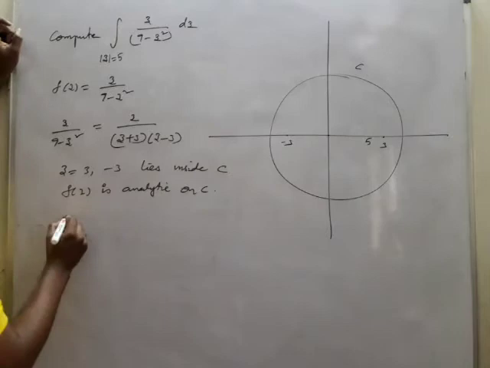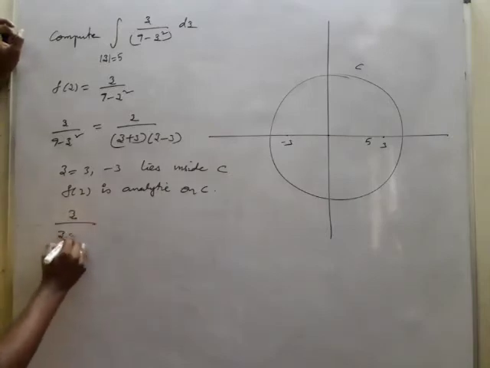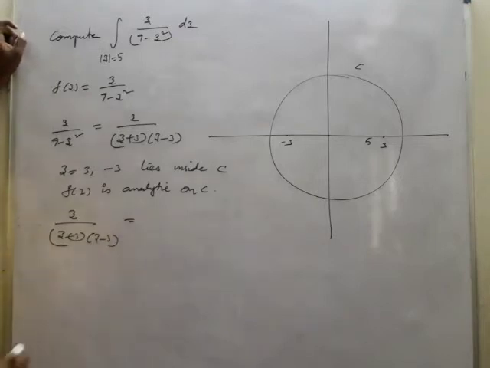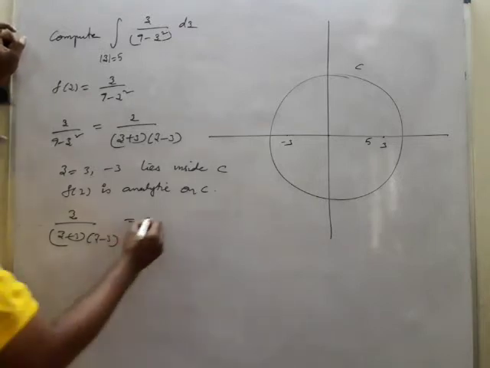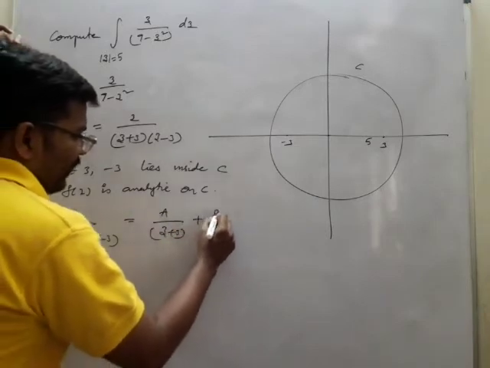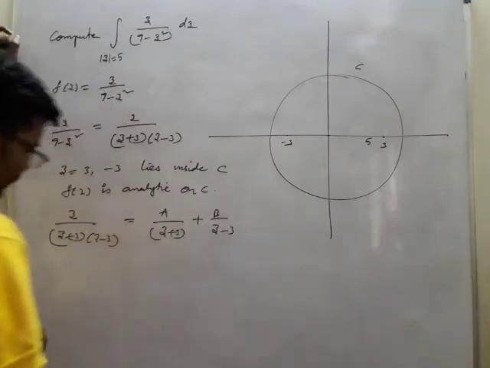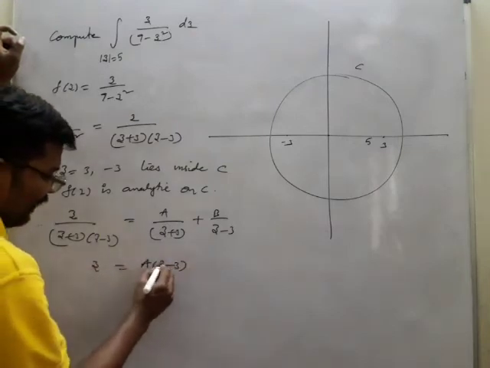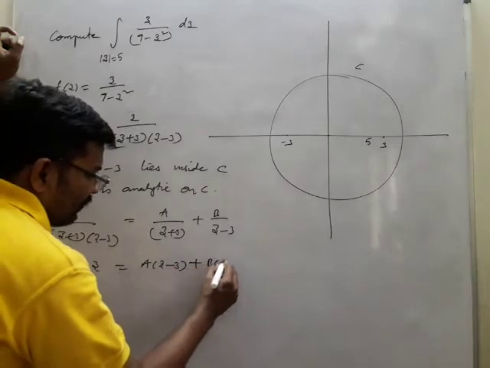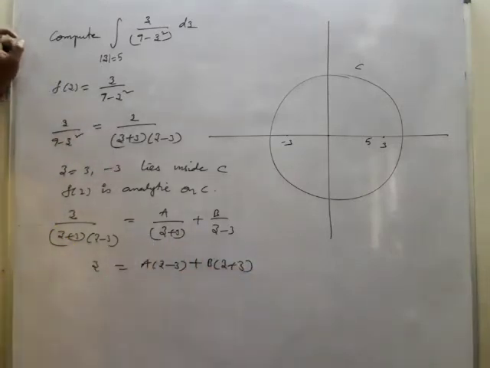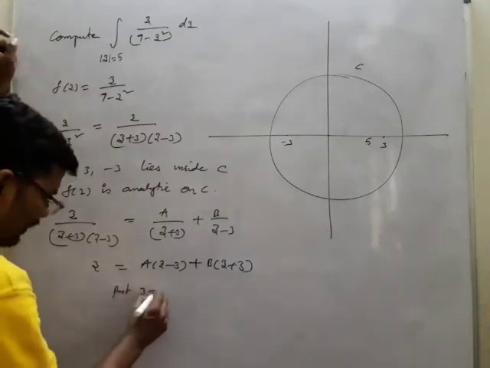Now I will take partial fractions. Z by z plus 3, z minus 3 is equal to A by z plus 3 plus B by z minus 3. So z is equal to A into z minus 3 plus B into z plus 3, taking LCM, so the denominators get cancelled on both sides. Now put z is equal to 3.